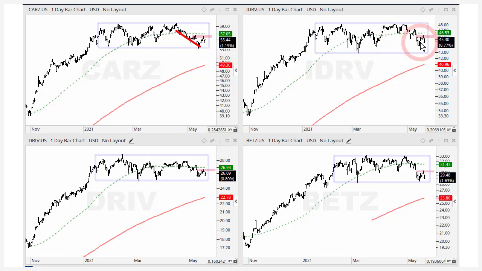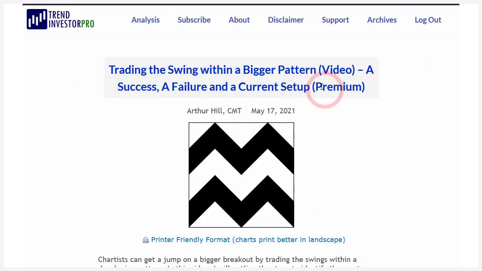And all 4 of these reversed their downswings within their patterns, but cars is leading because it has a new 52-week high. And also for subscribers, I did put out a video on trading the swing within the pattern that details how I like to do this. And I also use the cybersecurity ETF in the example.